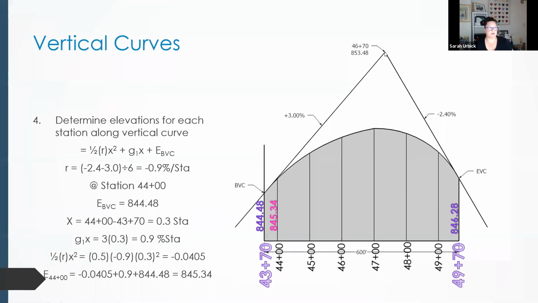So our midpoint was 46 plus 70. When we add 43 plus 70 and 3 plus 33, that puts us over at 47. So we're even further to the right of our midpoint.